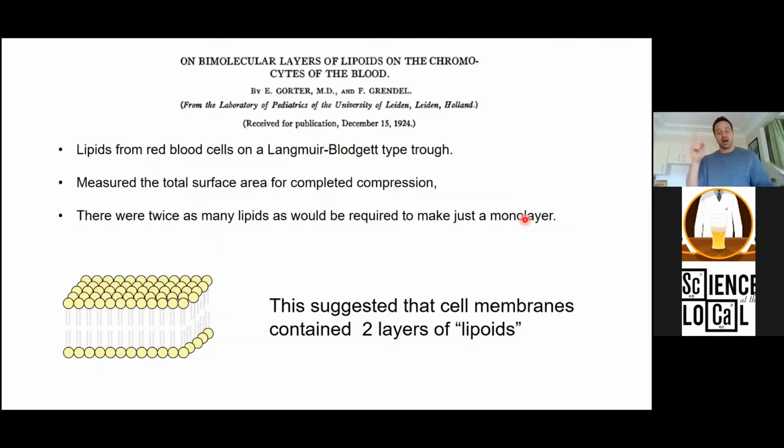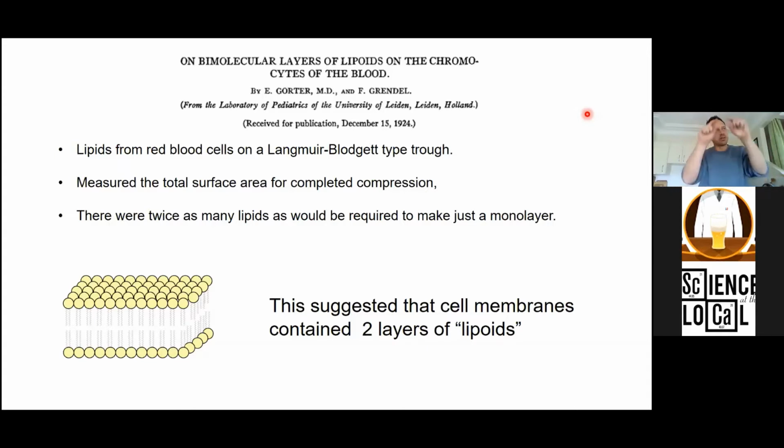So these two Dutch scientists then came along in 1924, and they got all the lipoids, all the surfactant-like molecules. They isolated them from red blood cells from different species, and they knew exactly how much they had, and they put it onto a Langmuir-Blodgett type trough on top of the water, and they compressed it, and they measured the surface area of their compressed little lipid layer, and they figured, oh, there are twice as many lipids as would be required just to make a monolayer.